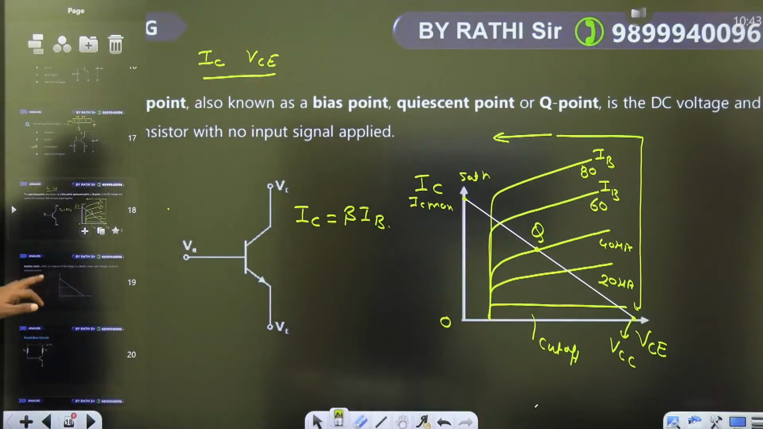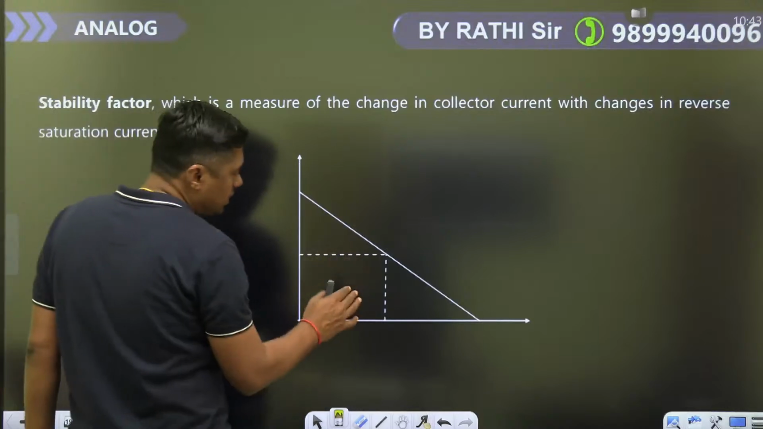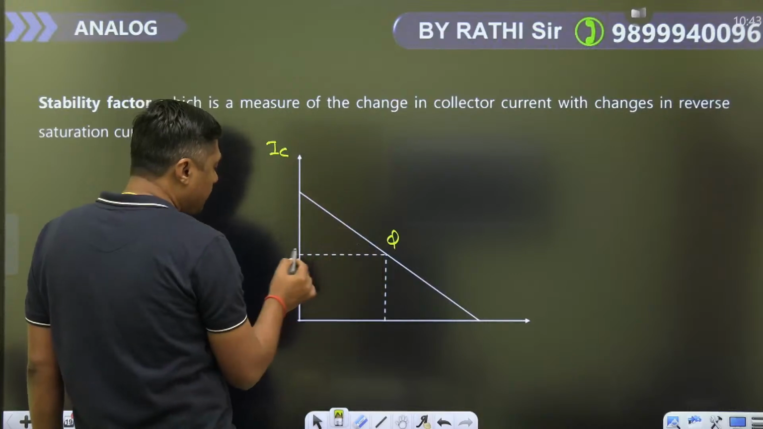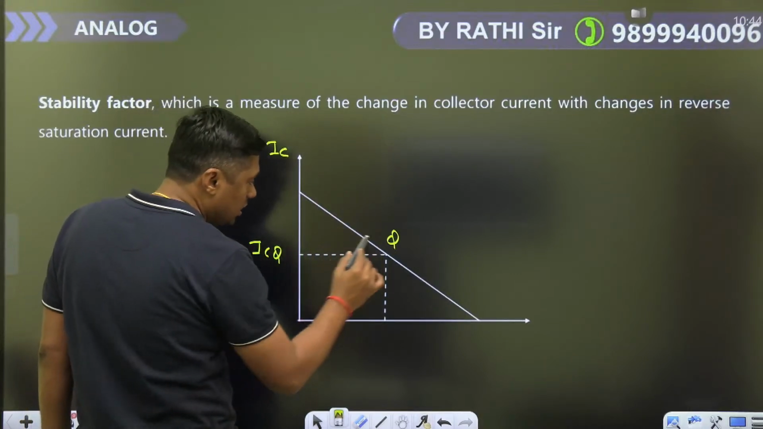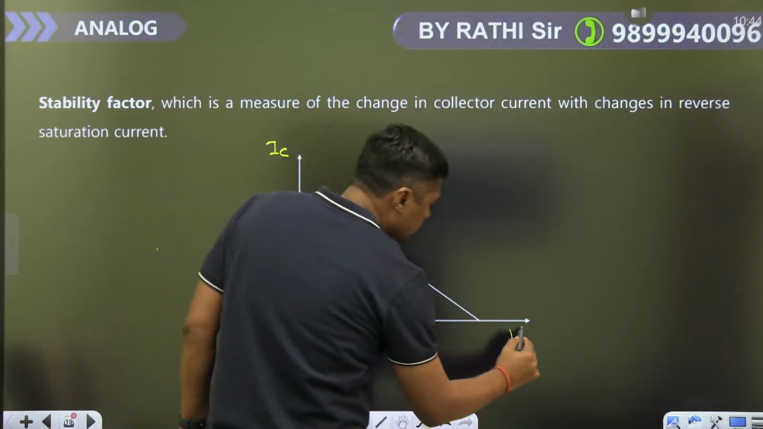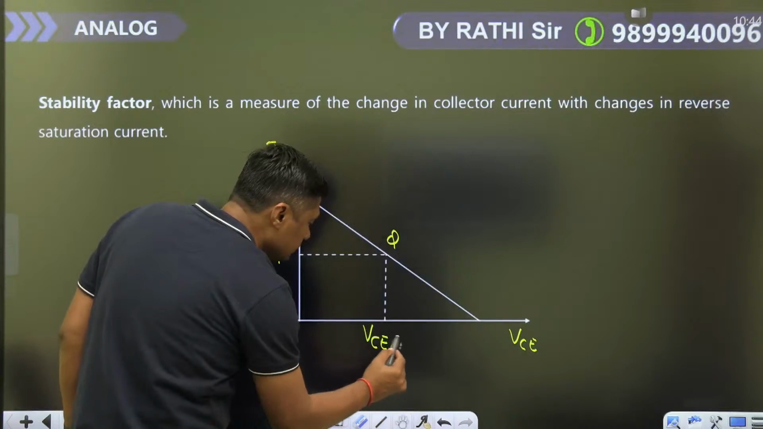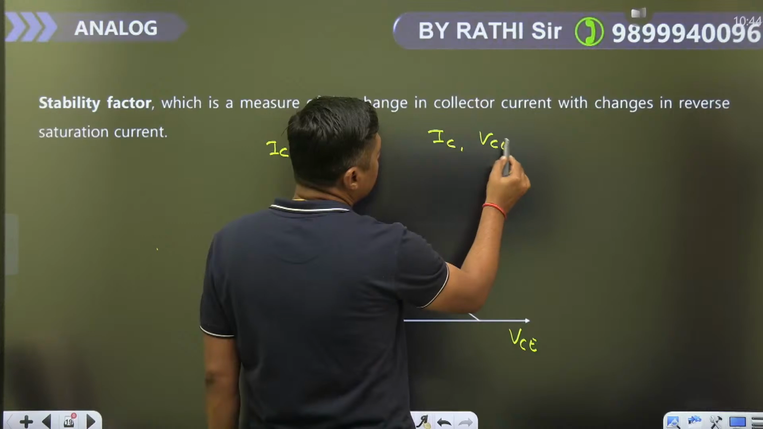Now once you have set the Q point, this is your Q point. Look, this is the DC load line, this is the Q point, this is IC. Drop the perpendicular, you will get the value of ICQ, this is called the operating point value. Drop the perpendicular here, you will get the value of VCEQ, and the operating point is called ICQ, VCEQ.